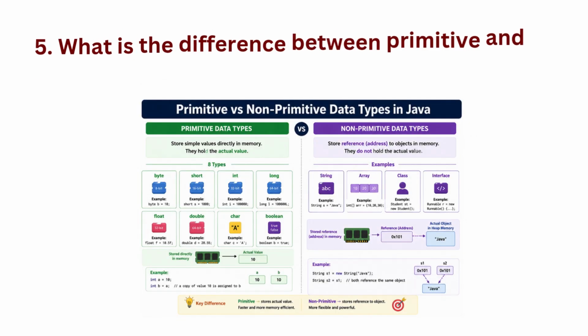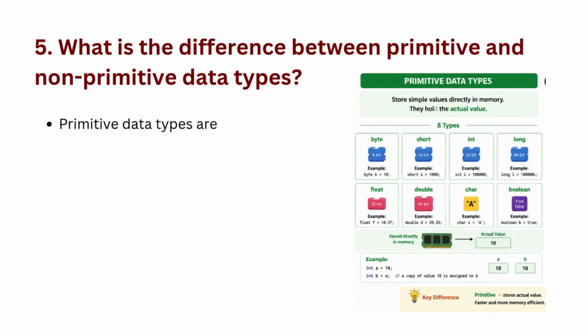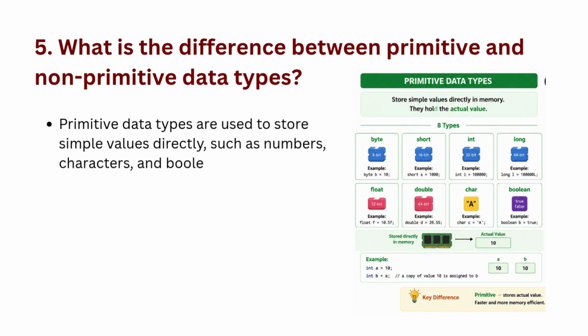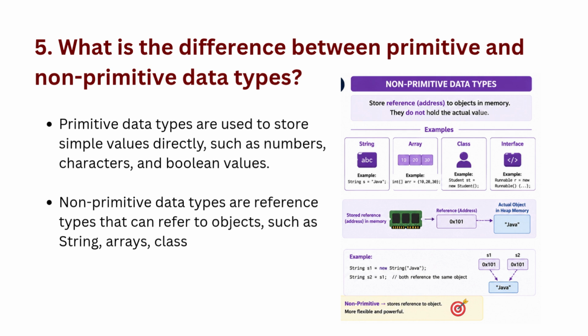Fifth question: what is the difference between primitive and non-primitive data types? Answer: primitive data types are used to store simple values directly, such as numbers, characters, and Boolean values. Non-primitive data types are reference types that can refer to objects, such as string, arrays, classes, and interfaces.